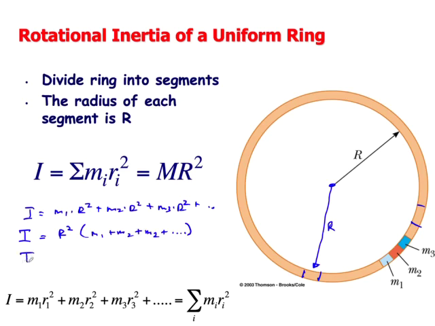Or you could just write it as, hey, wait a second, isn't that just the total mass, capital M, times r squared? And yeah, you're right. A ring has the rotational inertia of just its total mass times r squared. Pretty elegant.